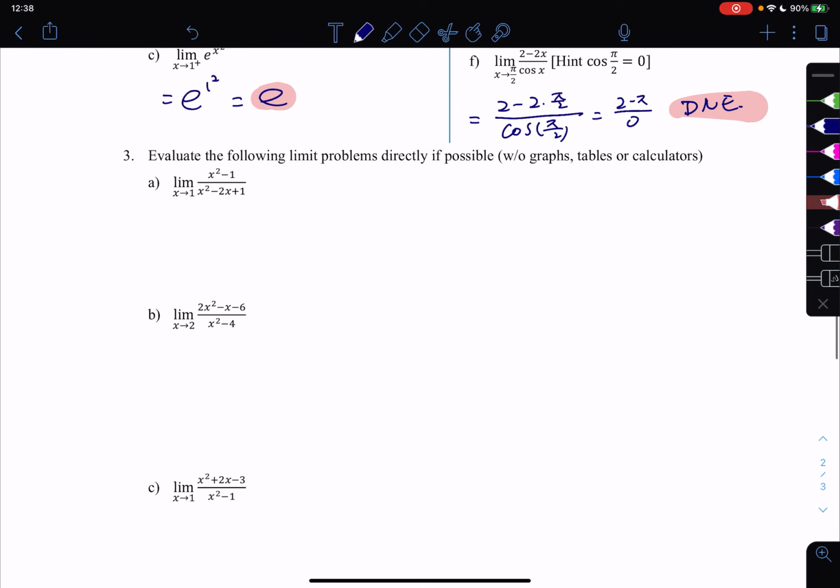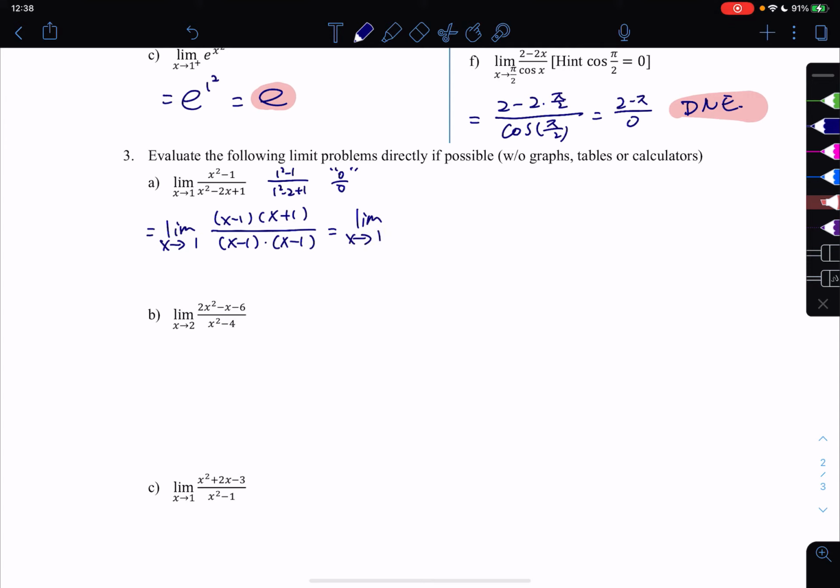Okay, so evaluate the following limit problems directly if possible. So you want to do substitution, you will have 1 squared minus 1 and 1 squared minus 2 plus 1, so it's a 0 over 0 type. So it's limit x approaches 1, x minus 1, x plus 1 over x minus 1 times x minus 1. Limit x approaches 1, so we end up with x plus 1 over x minus 1. You realize after substitution, it is 2 over 0. It is non-zero over 0 type, which means the limit does not exist.